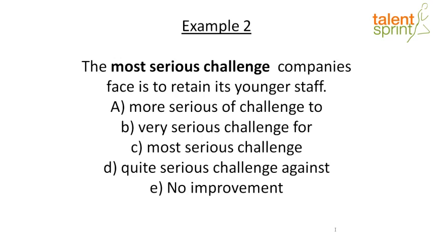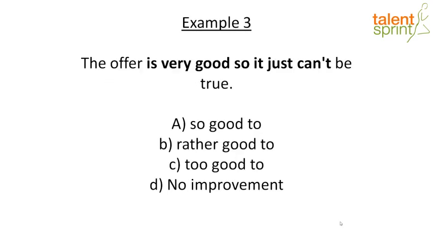Alright, great. So let's move to our third example. The offer is very good, so it just can't be true. What's the highlighted phrase? Is very good, so it just can't. What are my options? Option A, so good to. Option B, rather good to. Option C, too good to. And then no improvement. Okay, so the offer is very good, so it just can't be true.